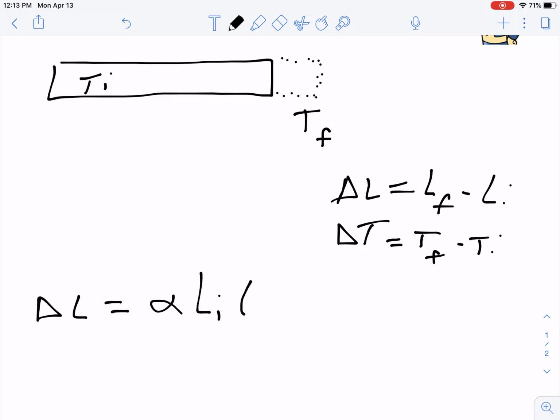This is also going to depend on the amount that we change the temperature. So it's going to depend on, if I could draw a delta, it's going to depend on the change in temperature.